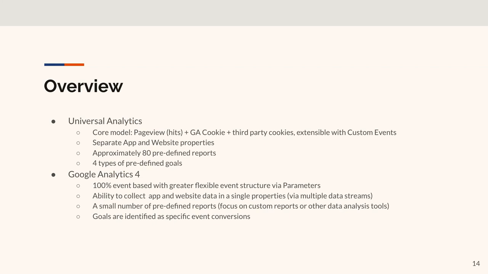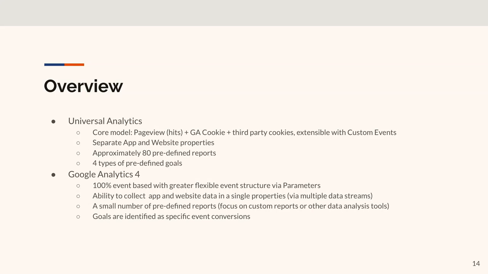Google Analytics 4 is 100% event-based, has a lot more flexibility than Universal Analytics. It allows you to collect app and website data in a single property using multiple data streams. Multiple websites can go to a single property. It's got kind of a secret sauce, but ostensibly better ability to track users across devices. It's kind of neat, if a little creepy.